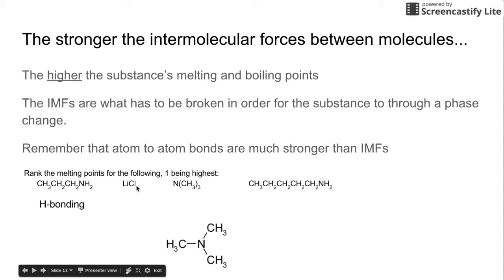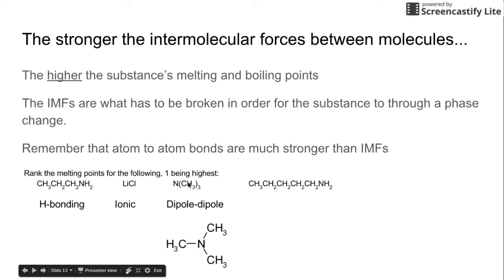If we look at lithium chloride, this is ionic. This is not a molecule at all. It doesn't have intermolecular forces. It has that strong electrostatic attraction between the positive lithium ion and the negative chloride ion existing in that crystal lattice structure. So we have ionic going on here.